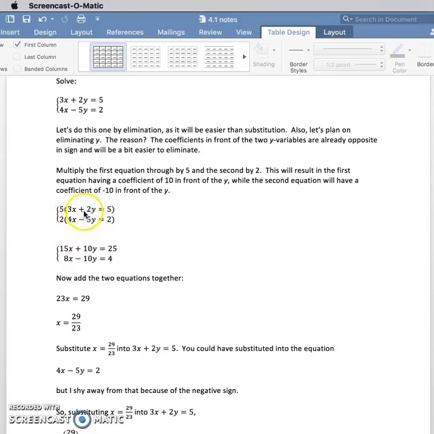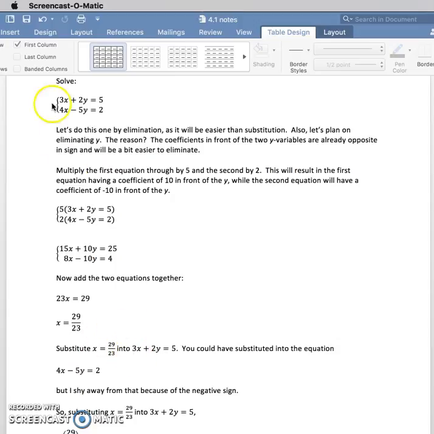So we'll have 15x plus 10y equals 25 for the first one, and 8x minus 10y equals 4 for the second equation. Now you can add the two equations together. The y term drops out. 15x plus 8x is 23x, and on the constant side, 25 plus 4 is 29. Divide both sides by 23. You get your x value, your x-coordinate, of 29/23.